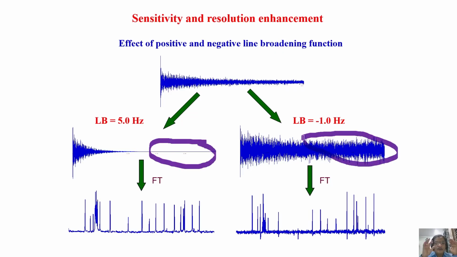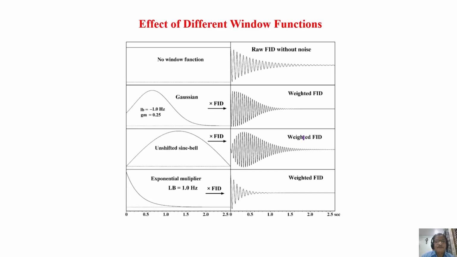Depending upon that, you can use the exponential multiplication factor, which is called a window function, either with a positive value or a negative value. But remember, these are all within 1 hertz, 0.5 hertz, 2 hertz. You can't use a large value. Then you completely submerge all the resolution. If 10 peaks are there which are resolved, everything will go. If you use, let's say, 50 hertz line width, you'll get a broad hump, nothing else you will see. So you have to judiciously decide.